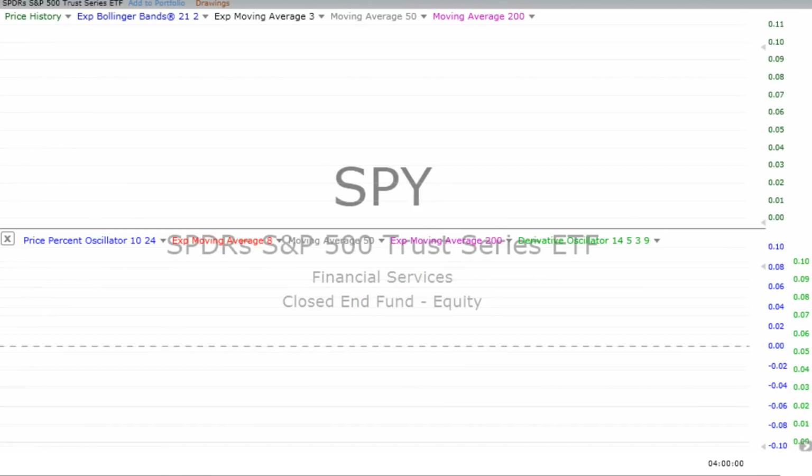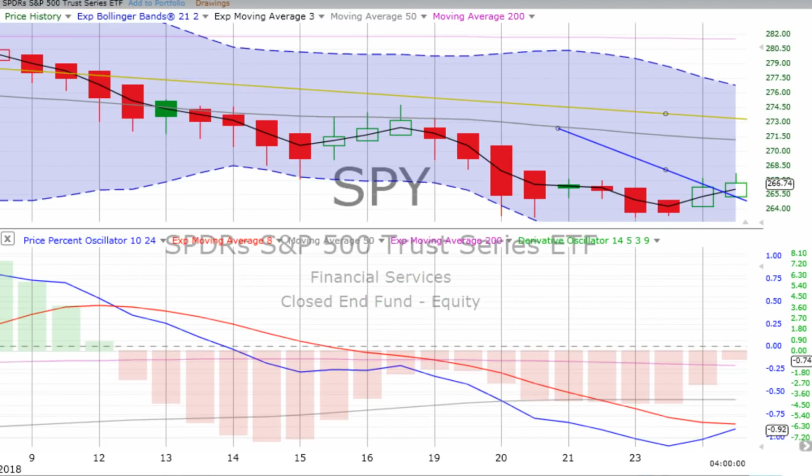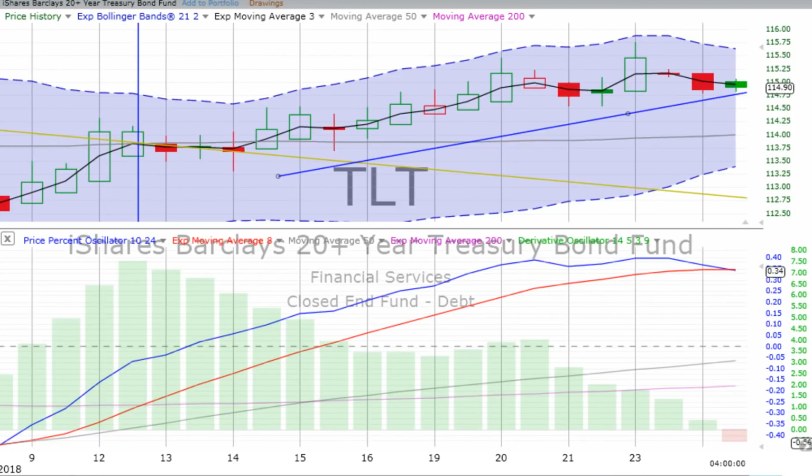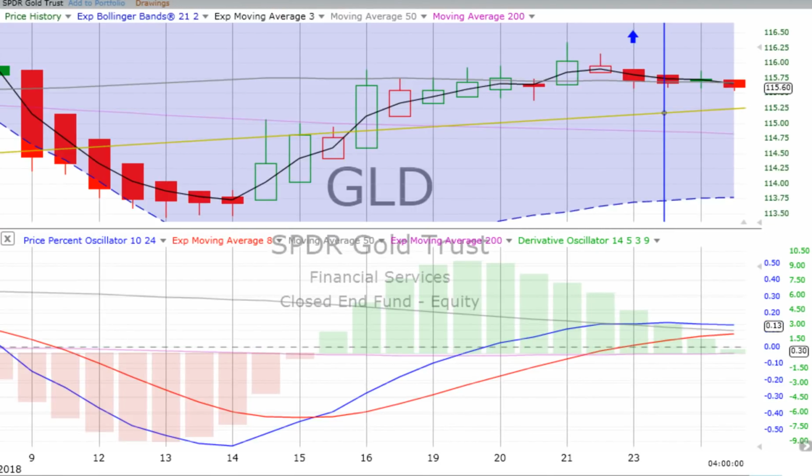Keep your eye again on the S&P 500 as to how things go on Tuesday, if this strong up move is going to continue. Same for the Qs. Just let's see how TLT shakes out, and the same with gold. That's where we are, folks, as we end the day on Monday and go into Tuesday, the 27th of November.